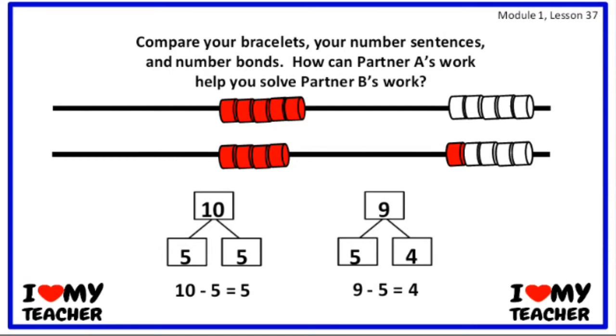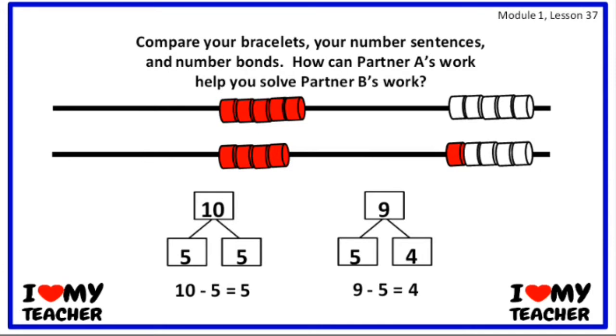Wow, they said compare your bracelets. Now bracelet simply means or looks like beads. So they said compare your bracelets, your number sentences and number bonds. Now how can partner A's work help you solve partner B's work? Look at this carefully. Partner A has 5 red and 5 white beads. Partner B has 4 red beads on one side and 4 white beads with 1 red bead on the other side. Now look at the number bonds given.